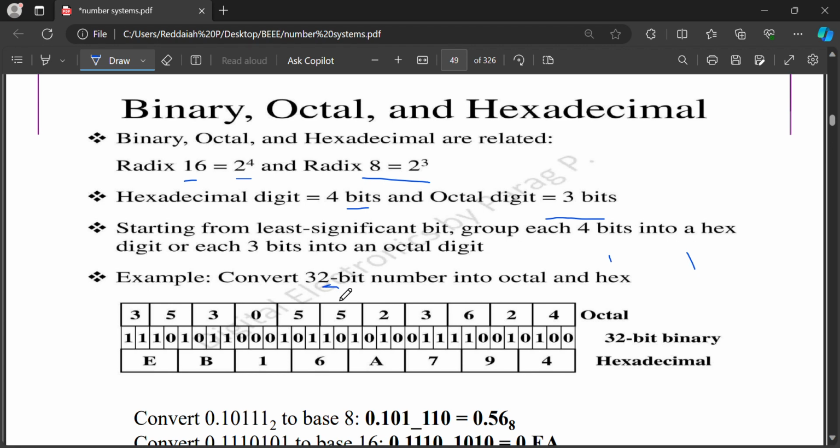Convert a 32-bit number into octal and hexadecimal. A 32-bit binary number into octal and hexadecimal. If you count, it is 32 bits. If you form groups, it is 3, E, B, and so on, that is the hexadecimal code, and this is the octal. 0 to 7 only we are using in octal. These are some examples you can see.